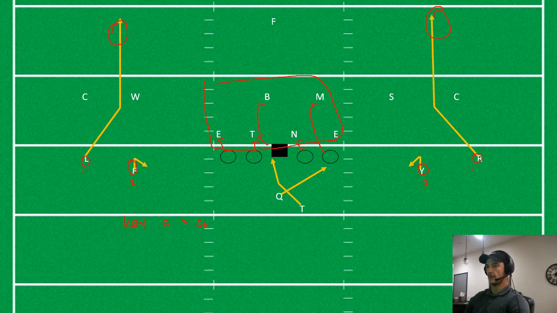And so I'm going to go through a number of different slides very quickly. Feel free to pause when you need to and look the play over, but I'm just going to show you all the ways that we can run this play.